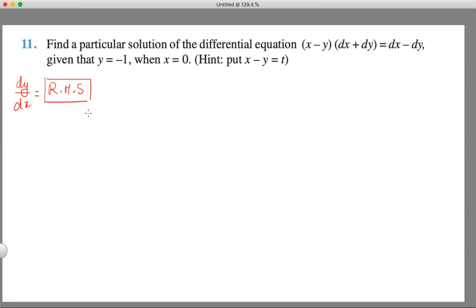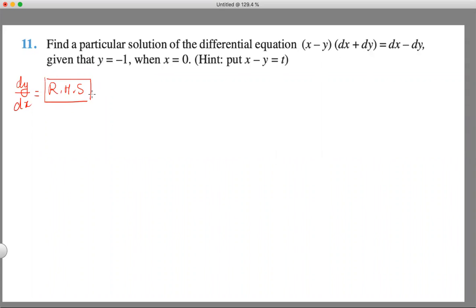Is it homogeneous? Is it a form of linear equation? Or is it easily separable? The variables can be easily separated. If the variables can be easily separated, then it's a very simple question, right? We separate and do the integration. If it is homogeneous, then we have to make a substitution, okay? And if it is the linear form, then we have to use the concept of integrating factor, right?